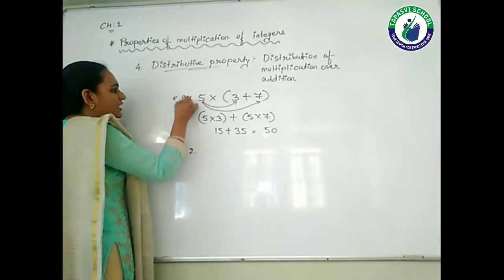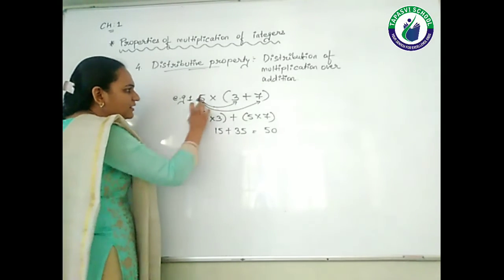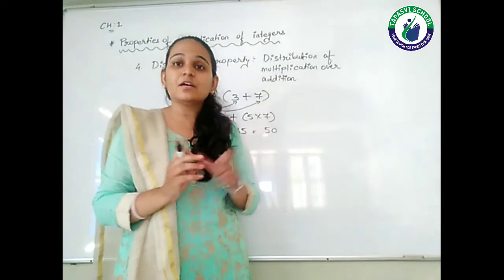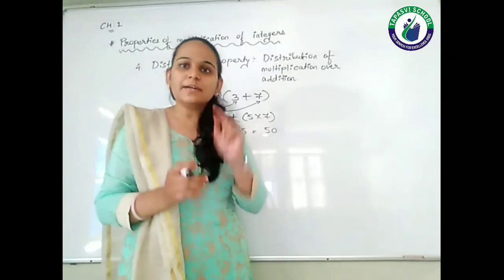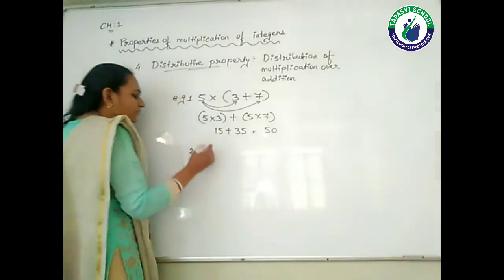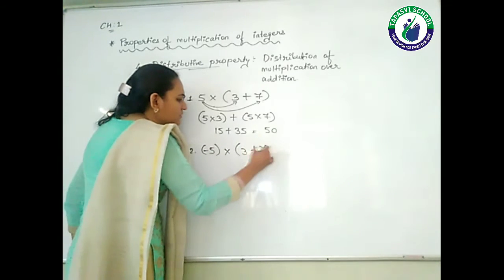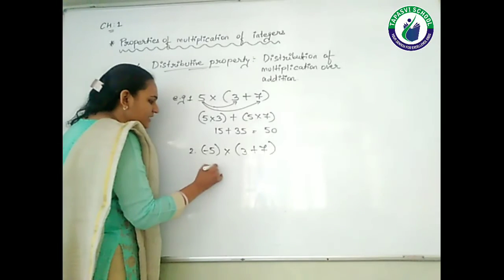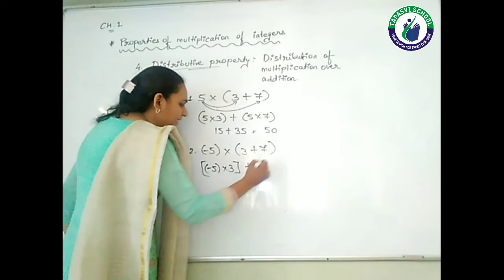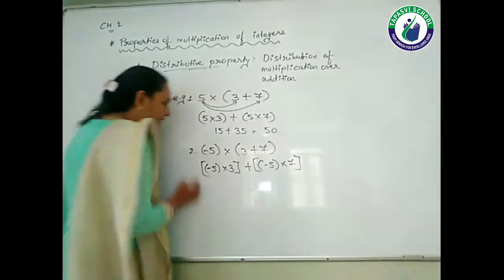This is example number 1 and this is example number 2. Okay, second example, students, I am taking one integer as a negative. You can work out with the remaining also. You can make inside integers negative also, but I am showing that one integer is negative. So I am making 5 as minus 5, and I need to distribute this with the 3 and 7. So minus 5 with the 3 and then minus 5 with the 7, right?